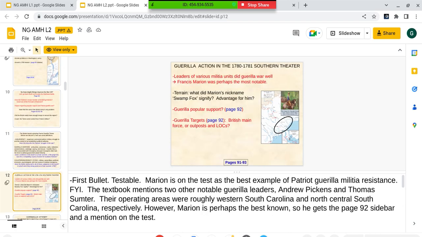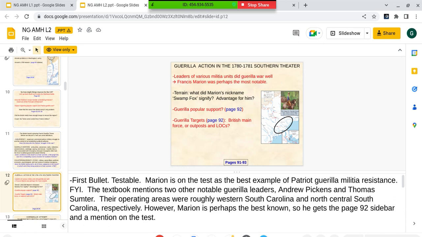We're moving along now. As far as guerrilla actions, Francis Marion was really notable, known as the Swamp Fox. Once the British took down the southern colonies, there was a lot of resistance. Francis Marion was a patriot who led a lot of guerrilla tactics against the British that were holding down the southern colonies. And for that reason there was a lot of guerrilla popular support.